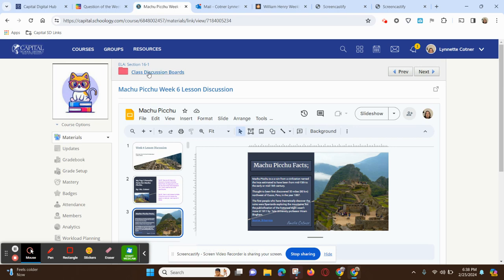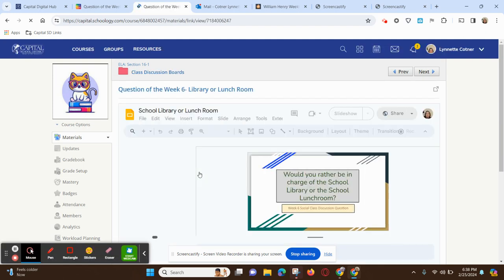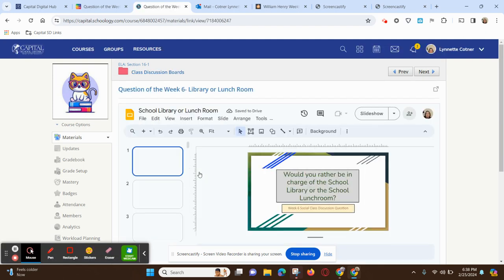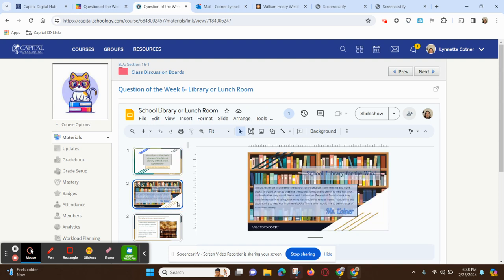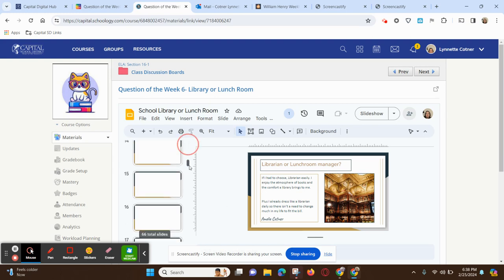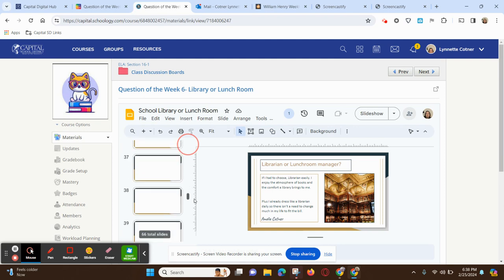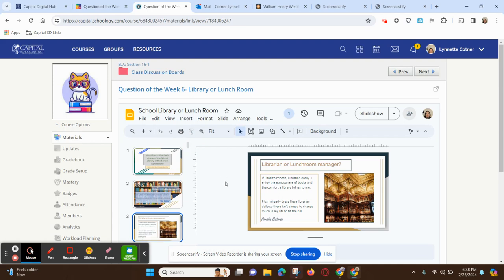And then the other discussion is the social discussion. Would you rather run the school library or the school lunchroom? And then, of course, my answer is always slide 2. And then my daughter did answer slide 3, and we would both rather run the library. But I have entered enough slides that everyone will be able to edit a blank slide and put their social answer or learning answer on the Machu Picchu one.